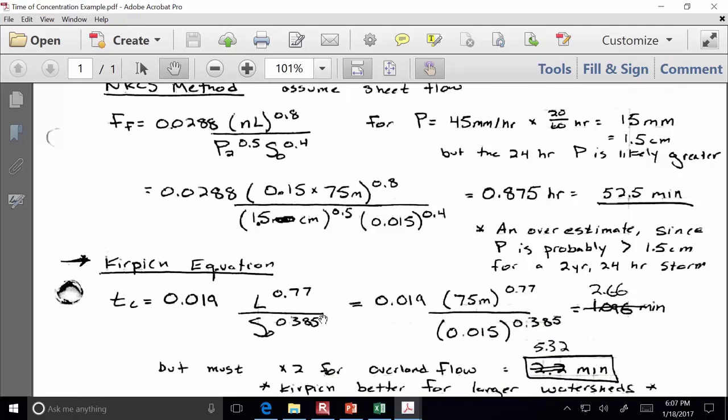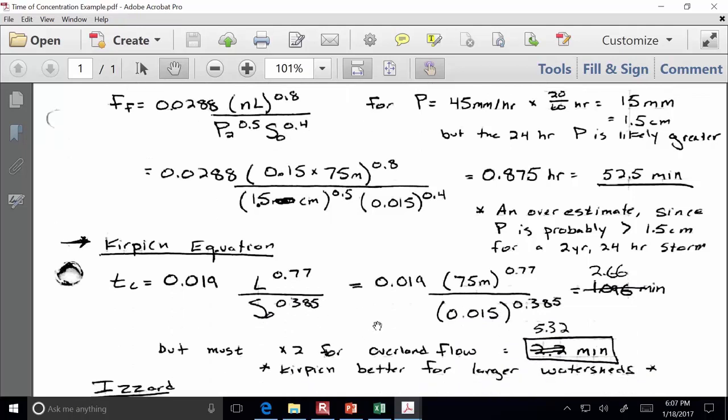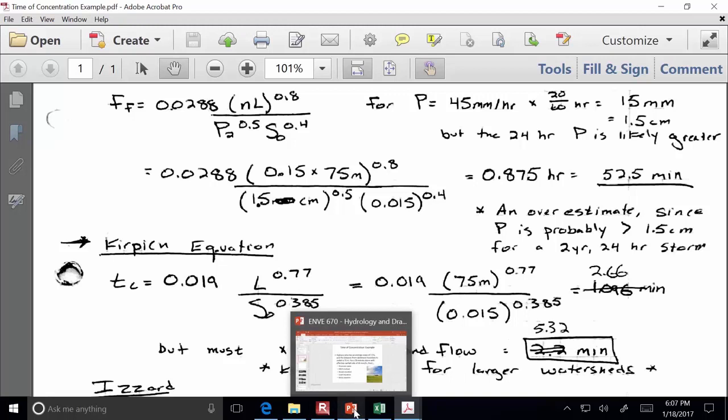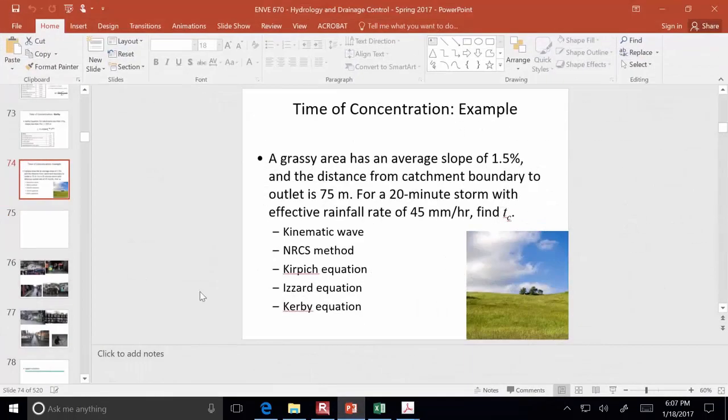Okay, so for the Kirpich equation, if we substitute in 75 meters and then the slope of 0.015, then we have to double it for overland flow, that times 2 multiplier. It's only 5.3 minutes. And so the Kirpich equation really struck out in this case.